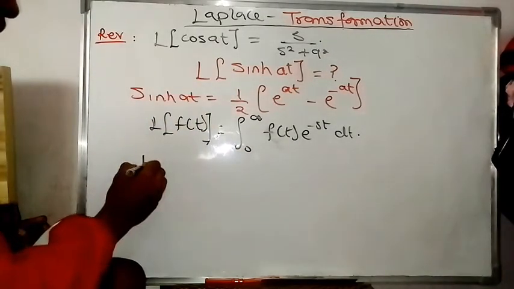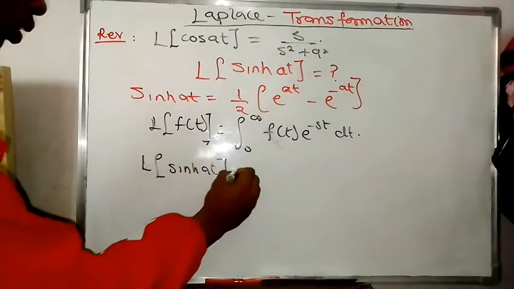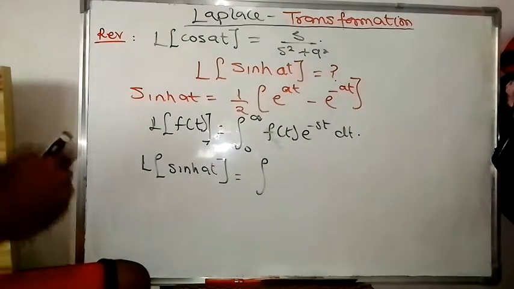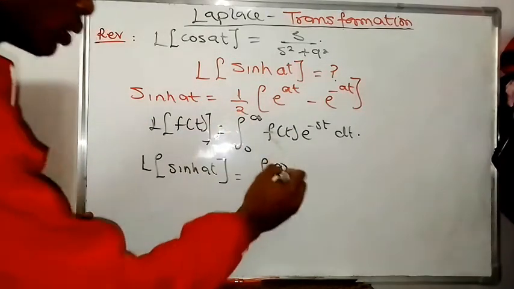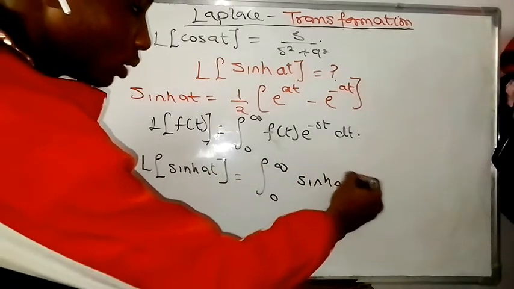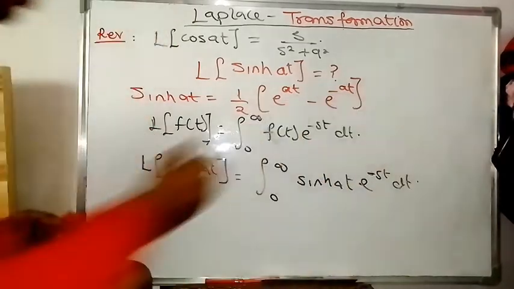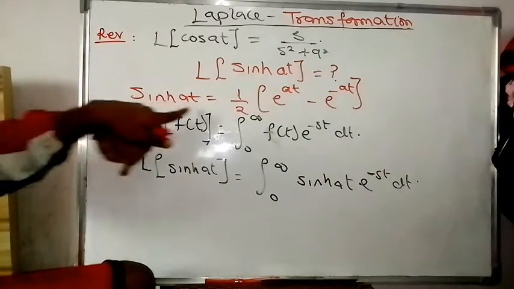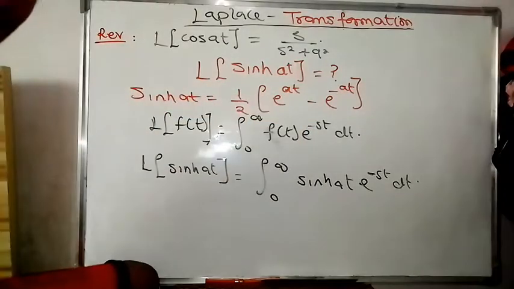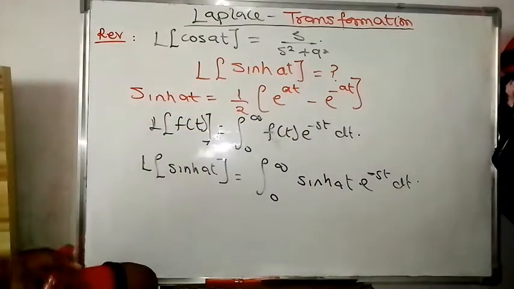So the Laplace of sinh at is equal to the integral from 0 to infinity. Now the function of t here is sinh at times exponential minus st dt. We all know that sinh at is equal to 1 over 2 open bracket exponential at minus exponential minus at, so we're going to be substituting this for sinh at.